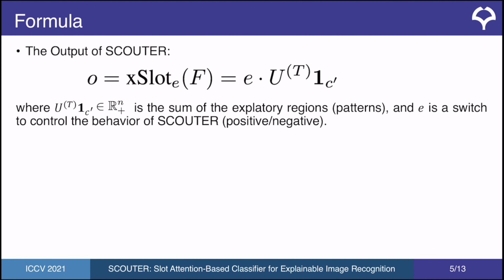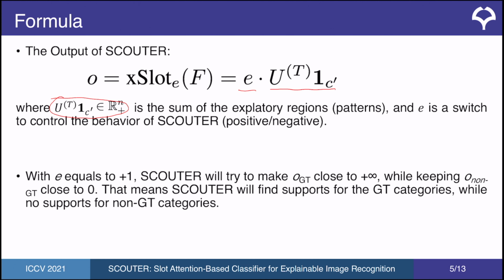This is the output of SLOTR, where the latter part is the sum of the explanatory regions and it is always non-negative values. The former part, E, is the switch to control the behavior of SLOTR. SLOTR will always try to make the output value of the ground truth category as large as possible, which is close to positive infinity when E equals positive 1, while keeping the output of non-ground truth categories as small as possible, which is close to 0. That means SLOTR will find as many patterns as possible for the ground truth categories, while preferring to find no supports for non-ground truth categories.